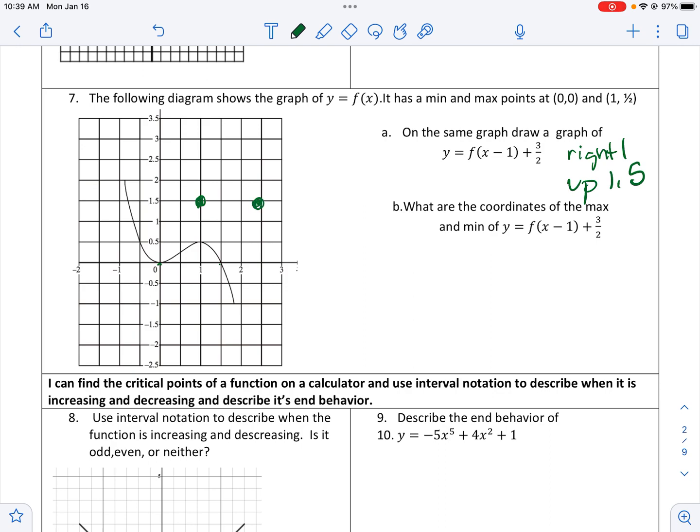All right. And then if I was to take this one to the right 1 would be 2, up 1.5, would be at 2. So this I know goes like this. And again, I can move this one to the right 1, up 1.5. So the scale's tricky in that. So the coordinates of the max and min. To the right 1 would be 1, up 1.5. And to the right 1 would be 2. And up 1.5 would be 2. So this is our min here and our max there.